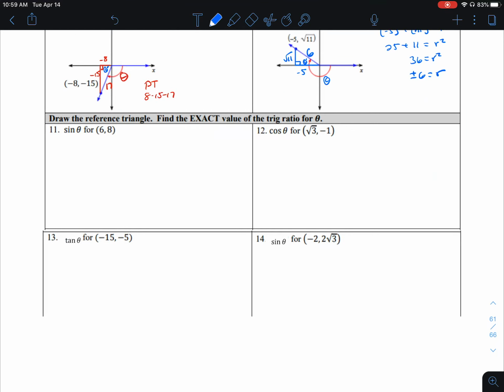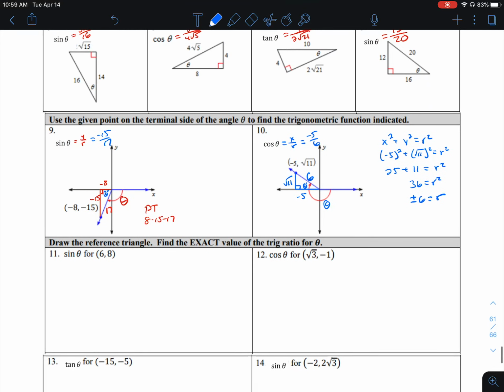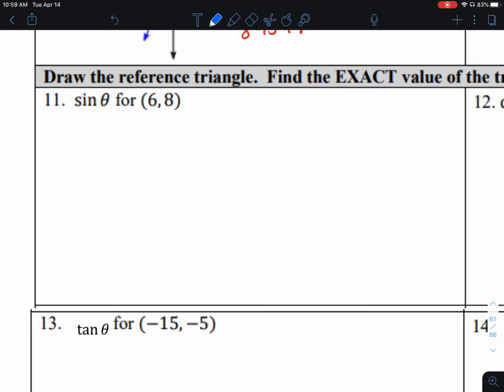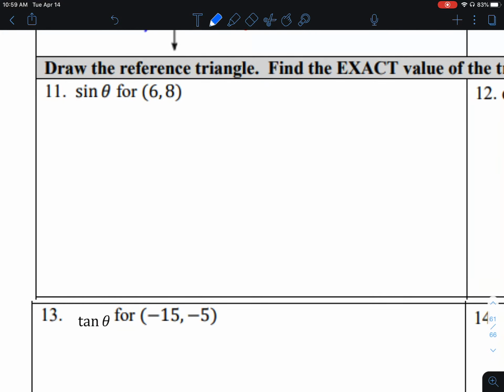11 through 14, draw the reference triangle. Find the exact value of the trig ratio. These are the same questions that 9 and 10 were, but 9 and 10 started giving you a picture. This one doesn't give you a picture. 6, 8 is going to fall in quadrant 1. You don't have to draw this to scale, but make sure it's in quadrant 1.